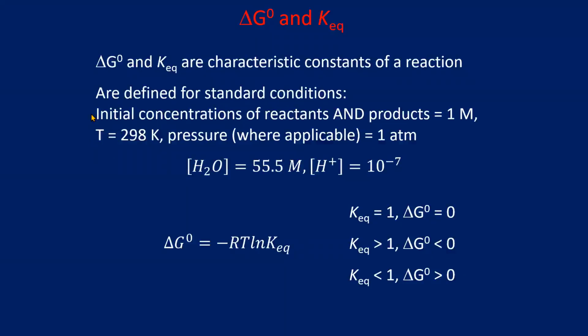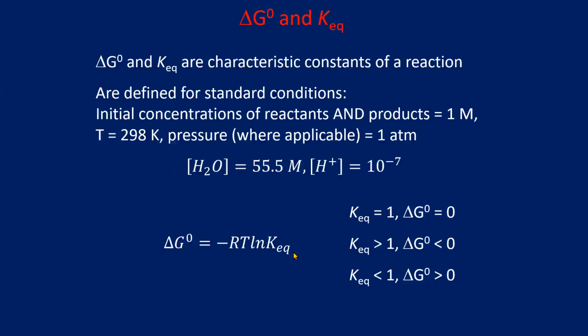For this simplistic reaction, we just think about the water molecule, and let's say we have temperature 298 Kelvin and the pressure is 1 atmosphere. At that point, the concentration of H2O, the water molecule, will be 55.5 molar, and the hydrogen ion concentration would be 10 to the minus 7. Then the free energy change in this condition can be given by this equation: delta G is equal to minus RT log K equilibrium.